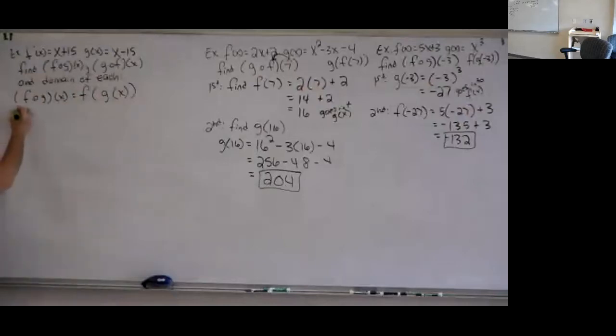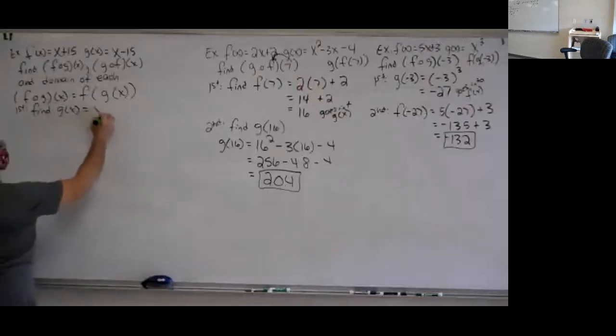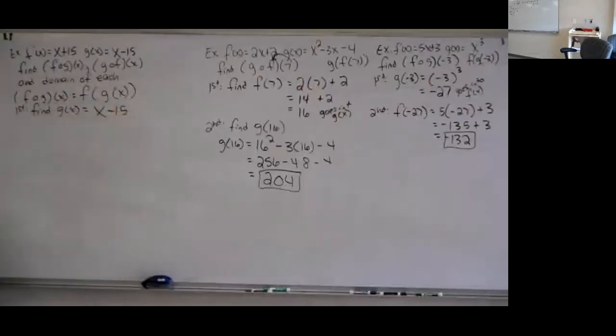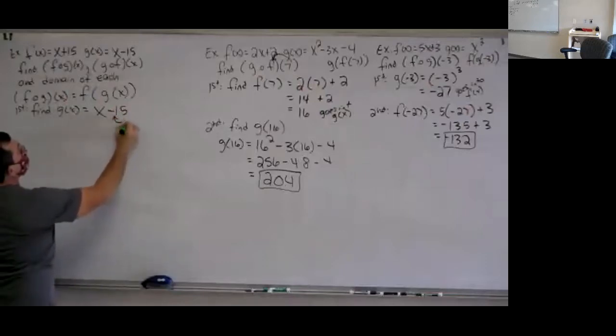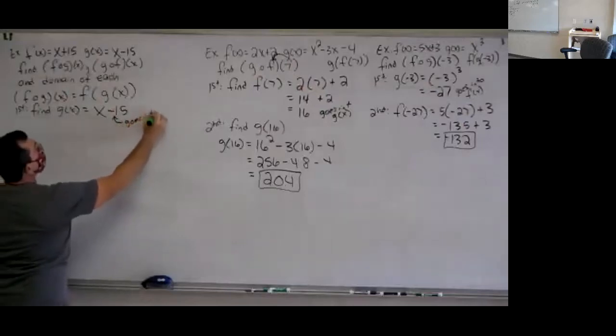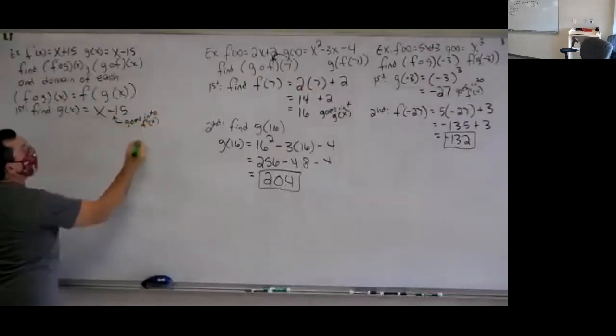So the first thing I gotta do is find g of x. Notice, I don't have a number to put in for the x this time, do I? So g of x, they gave me. That was what, an x minus 15. Couldn't do nothing to it because they didn't give me no numbers. But guess what? Since g of x equals x minus 15, this x minus 15 now goes into my f of x.